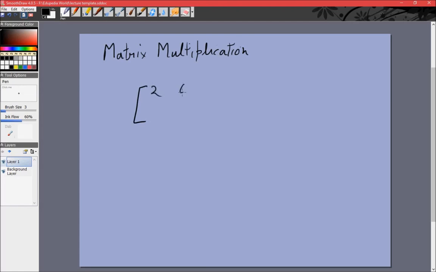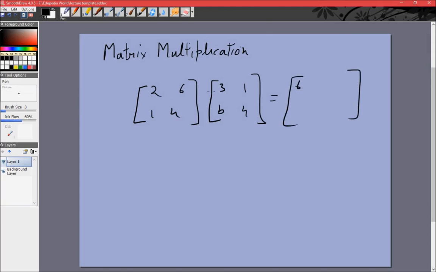So 2, 6, 1, 4 multiplied by, let's say, 3, 1, B, 4 would simply be 2 multiplied by 3 is 6, 6 times 1 is 6, 1 times B is B, and 4 times 4 is 16. This is what you would expect if you thought matrix multiplication followed the same pattern as did everything else. But this is actually not true.